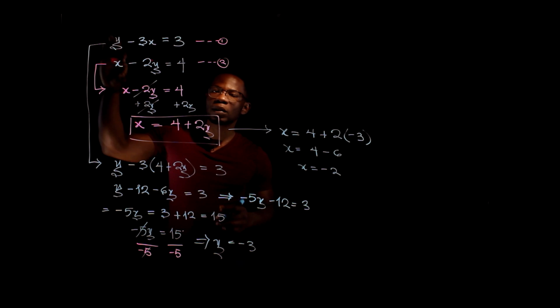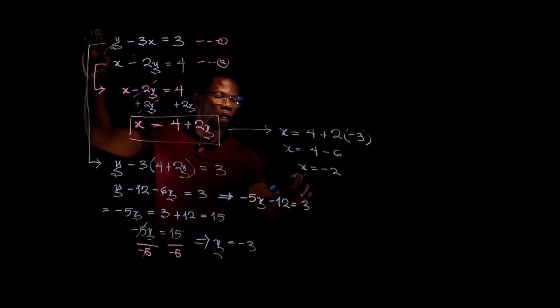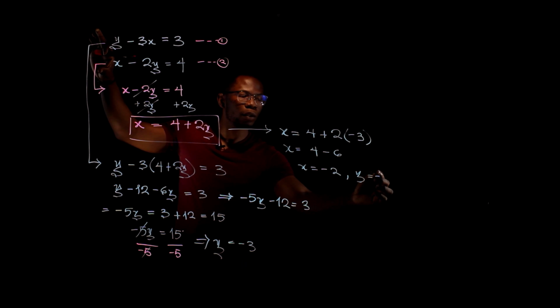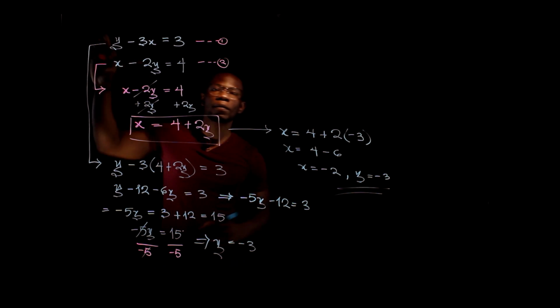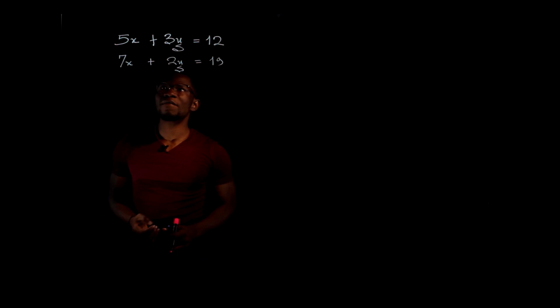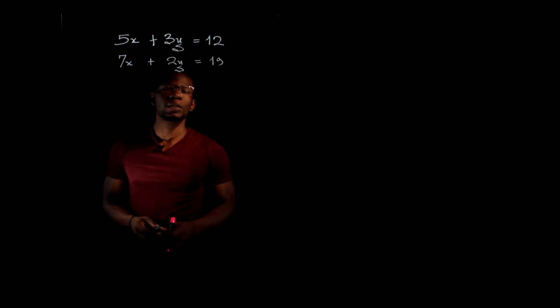So for this particular set of simultaneous equations, we have that our x is equal to minus 2, while our y is equal to minus 3. So we do one last example for solving simultaneous equations using the substitution method. For this example, we have that 5x plus 3y equals 12 and 7x plus 2y equals 19.